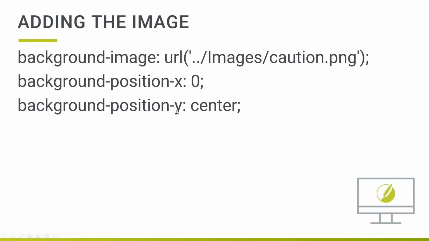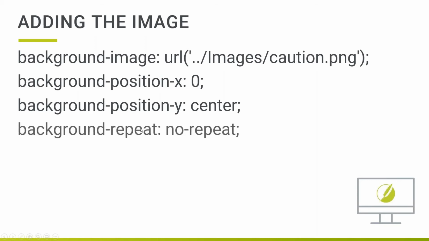Background position Y, I want my little triangle centered vertically. That's the Y. And the one that may not make any sense, there's this property called background repeat, and I need to set that to no repeat. If I didn't do that, it would just repeat a million times until it ran out of space. That's the default behavior if you don't set a background repeat value.